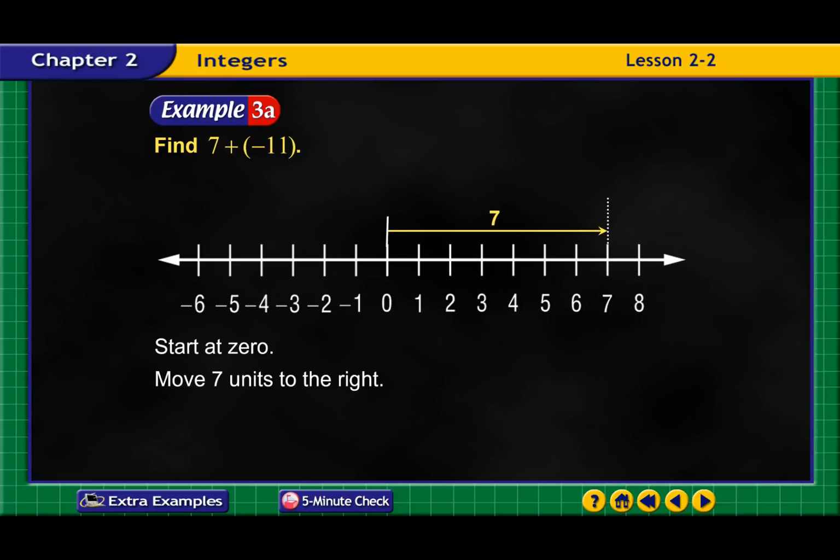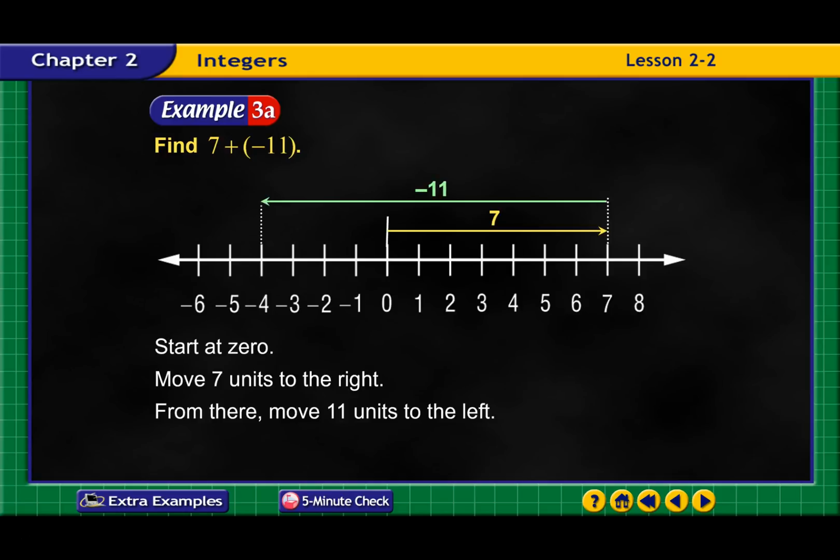And then we're going to use negative means goes to the left. So we're going to go 11 units to the left, which would come out to a negative 4. So thus 7 plus a negative 11 equals negative 4.